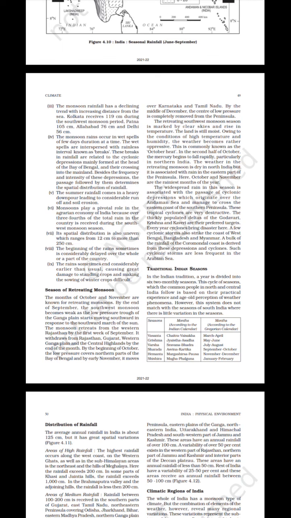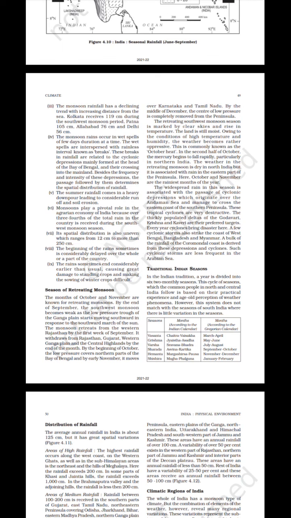Traditional Indian seasons. In the Indian tradition, a year is divided into six two-monthly seasons. The cycle of seasons which the common people in north and central India follow is based on their practical experience and age-old perception of weather phenomena. However, the system does not match with the seasons of South India, where there is little variation in the seasons.